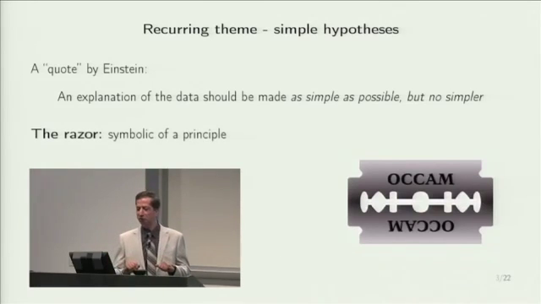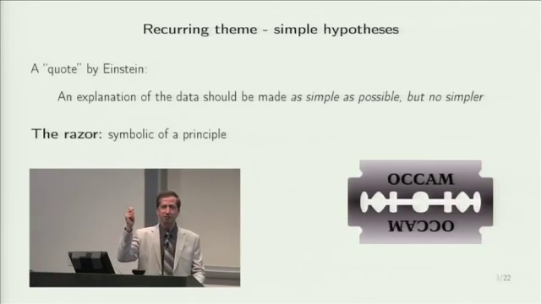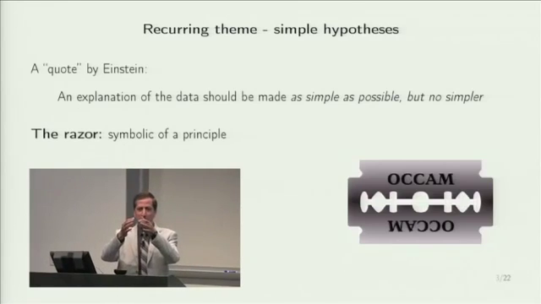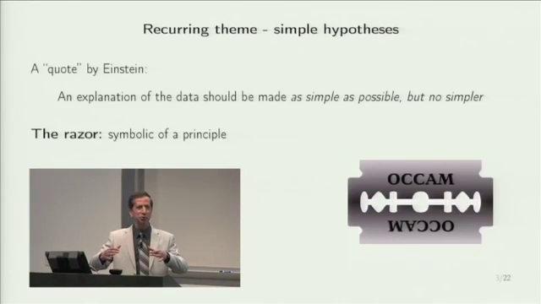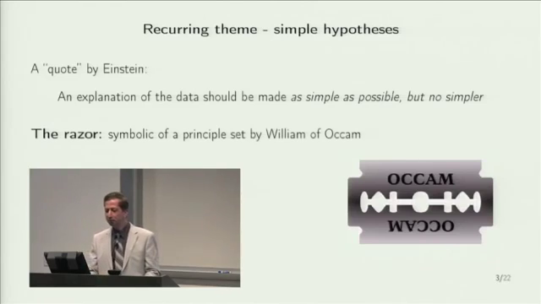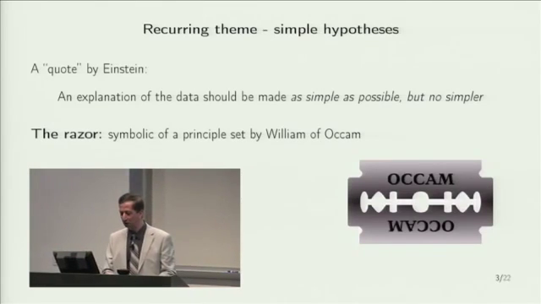So the notion of the razor is the following. You have an explanation of the data, and you have your razor. So what you do, you keep trimming the explanation to the bare minimum that is still consistent with the data. And when you arrive at that, then you have the best possible explanation. And it's attributed to William of Ockham in the 14th century. So it goes back quite a bit.